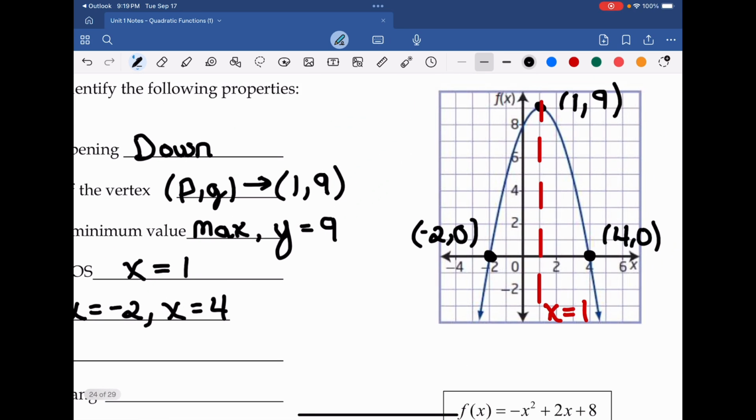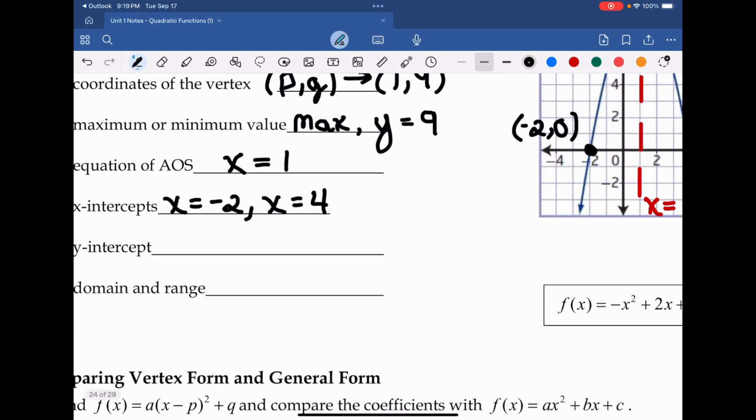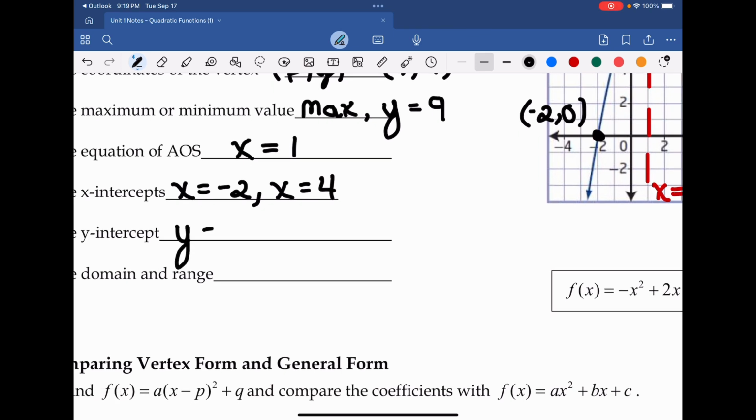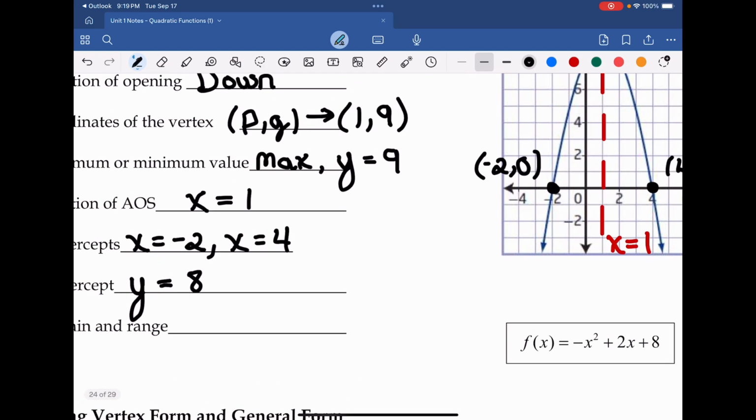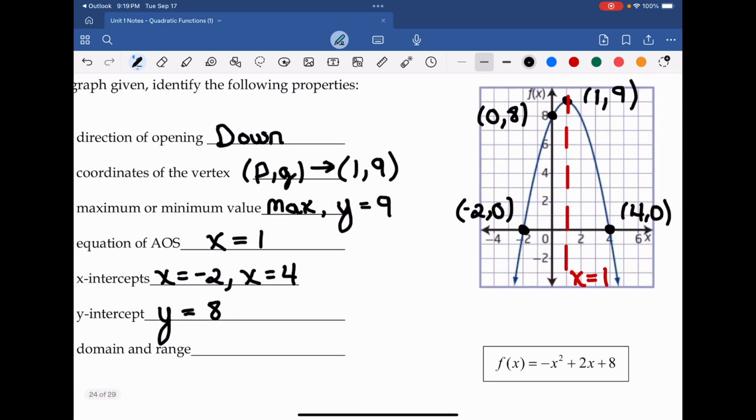Our y-intercept, that's our next piece we want to do. Well, that's actually right here. That's going to be at (0, 8) for f of x, or for y. So we're going to go over here and write y is equal to 8. And again, we could write the coordinates, but I'm just going to write the coordinates on the graph as we have them there, and that will be okay.